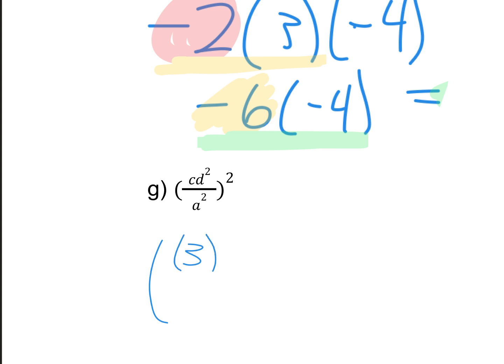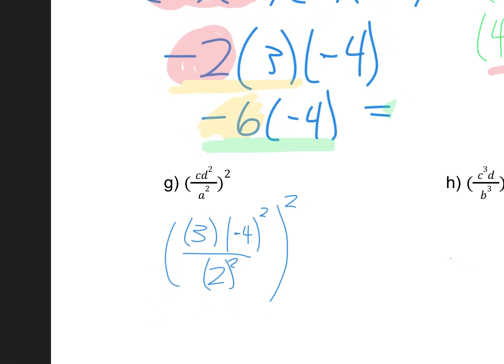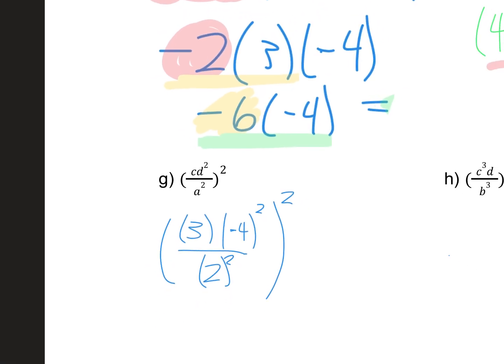And this is getting multiplied by D, which is -4, but it's squared, because notice we have D squared, so that's what this one is. And then this is divided by A squared, so that's 2 squared. Then this entire thing is going to be raised to the power of 2. So there's a lot of exponents that we need to keep track of.